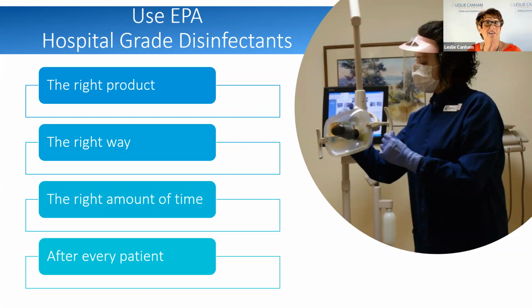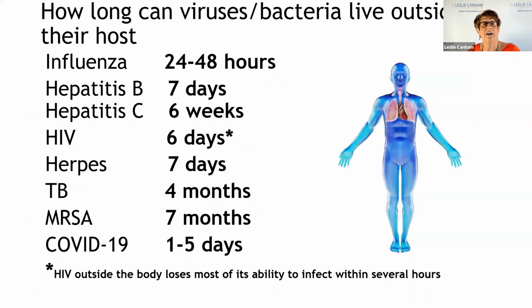You might be surprised how long viruses and bacteria can live outside their host. Influenza, 24 to 48 hours. Hepatitis B, 7 days. Hepatitis C, 6 weeks. HIV, which is a fragile virus, 6 days outside the body, but it loses most of its ability to infect within several hours. Herpes virus, 7 days. TB, 4 months. MRSA, methicillin-resistant Staph aureus, 7 months. And then COVID-19, 1 to 5 days.